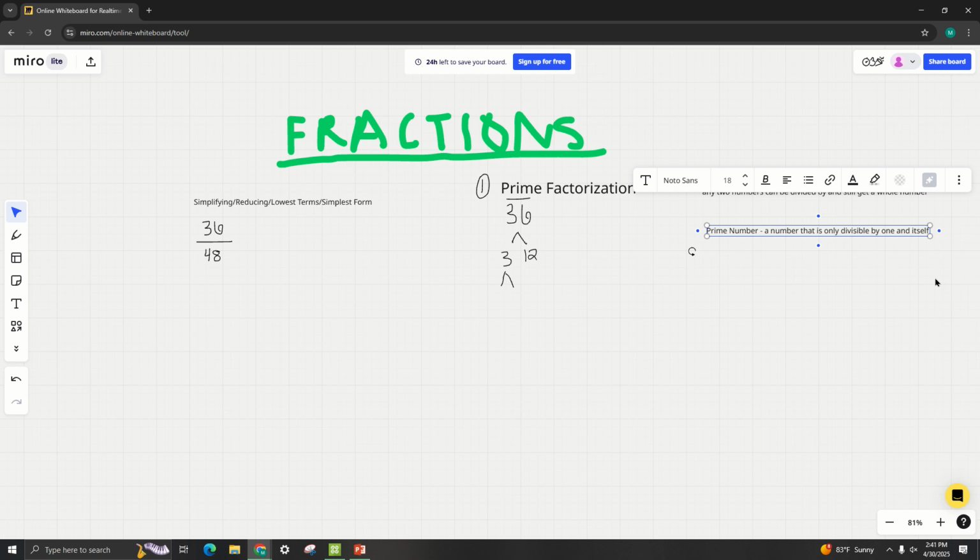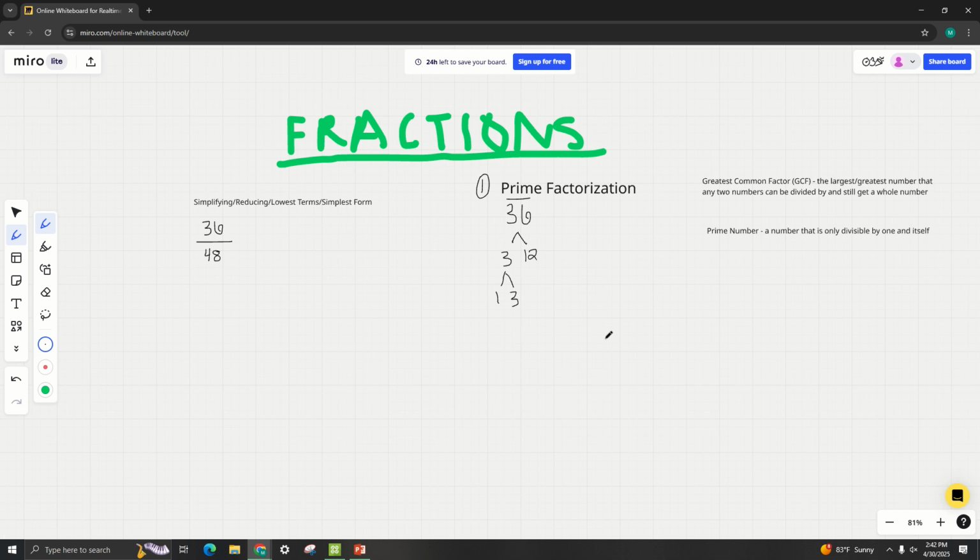So examples would be 1, 1's only divisible by 1 itself, which is still 1. 2, I can only divide 2 by 1 and 2 and still get a whole number. 3, I can divide 3 by 1 and 3 and still get a whole number. 4 is not prime because I can divide 4 by 1, 4, and 2. 5 is a prime number because I can only divide 5 by 1 and 5 and still get a whole number. 6 is not a prime number. I can divide 6 by 1, 3, 2, and 6. So definitely not prime. And then last one, 7 is a prime number. Not the last prime number, but the last example I will give.